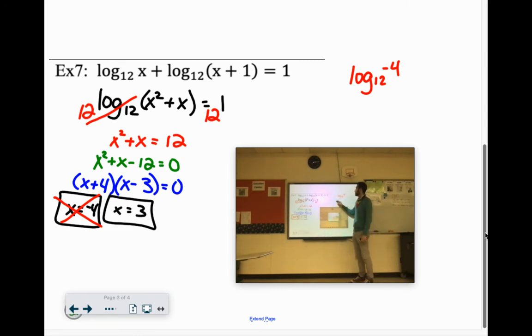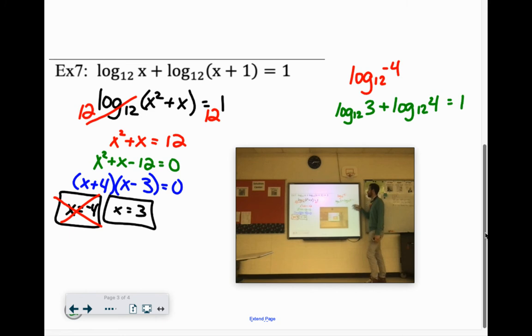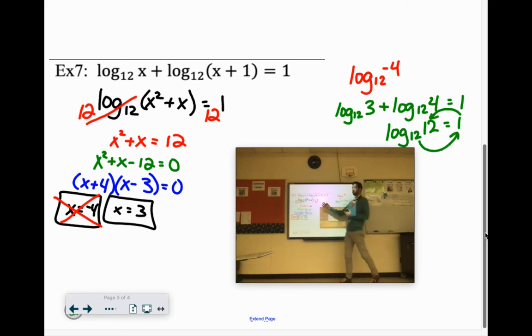So let's see, log sub 12 of 3. Okay, it's positive and positive, that's good. Plus log sub 12 of 3 plus 1 is 4. We bring this together with multiplication. We have log sub 12 of 12 equals 1. 12 to the first power equals 12. So 3 is our only solution on that one.